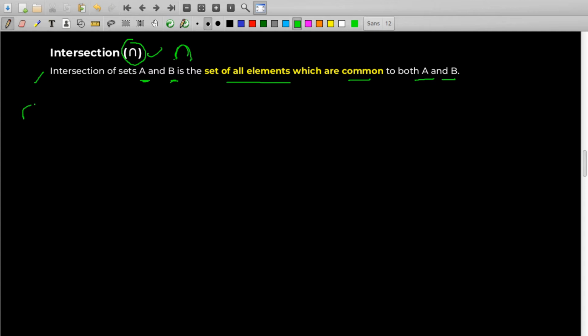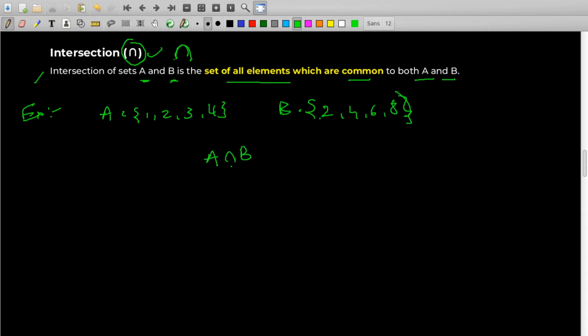So let's take an example again. A has {1, 2, 3, 4}, and B has {2, 4, 6, 8}. Now A intersection B, as I mentioned, intersection has its own operator symbol, will be the common elements. So 1 is only here in A, it's not there in B, so it will not be there in the intersection. 2 is here in A and B as well, so we'll take it here. 3 is here in A but it's not there in B, so we won't take this. Then 4, it's here in A and it's there in B as well, so we'll take 4.